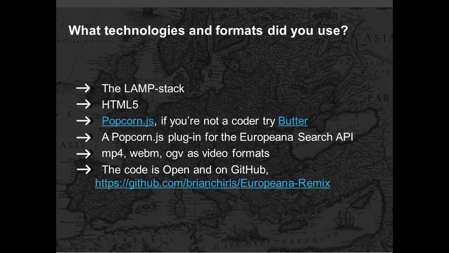For this purpose, we developed a Popcorn.js plugin for the Europeana search API. To get this to work on the various browsers that support HTML5, well, not fully, but fully enough, we had to recode the video in a variety of formats, MP4, WebM, and OGV. The code is open, and it's on GitHub. So if you're a developer and want to try out this in practice or continue to build on what we've done, please do so. This is us trying to be open source in practice. This is the link. And try it out.